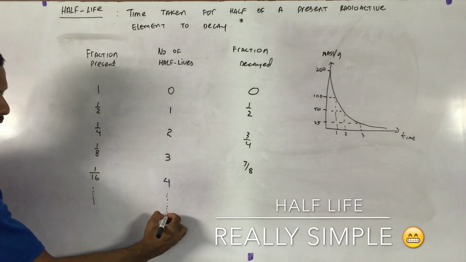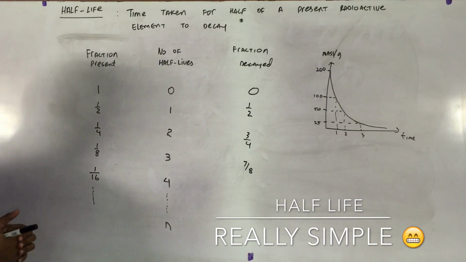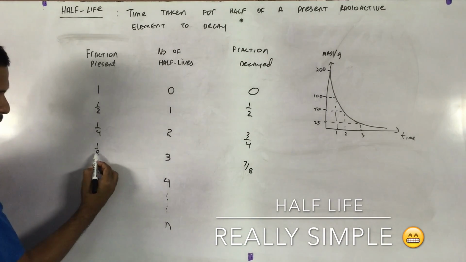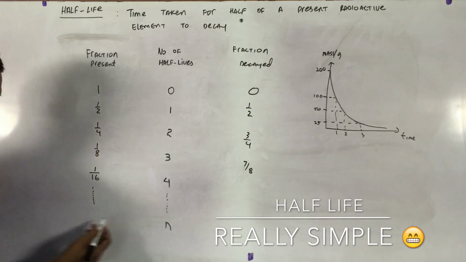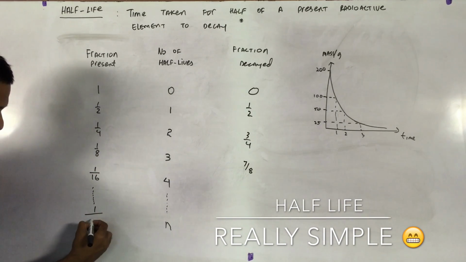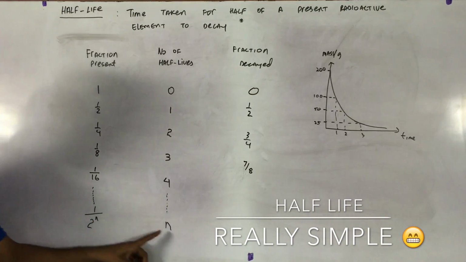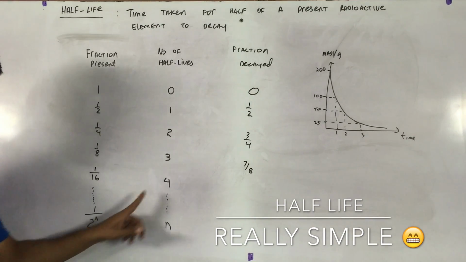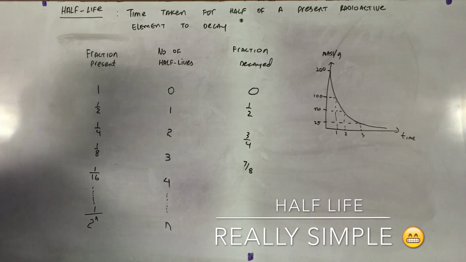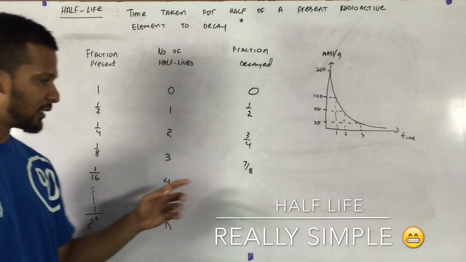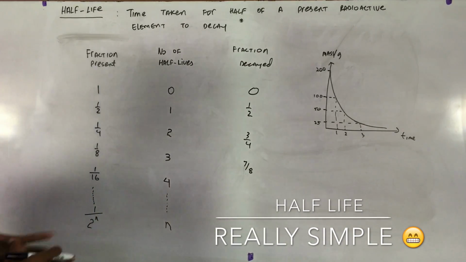So let's say we have n half-lives now. What will be the fraction left? Right? So look at this. When it was 3 half-lives, we had an 8. When it was 2, it was a quarter. Well, that's a nice little formula: 1/2 to the power of n. So after n half-lives, let's say 4 half-lives, it will be 1/2 to the power of 4 left. Right? And the fraction decayed will be 1 minus that. So if I have 1/8 left, 1 minus 1/8 is 7/8 decayed. And that's the way we work out half-life.